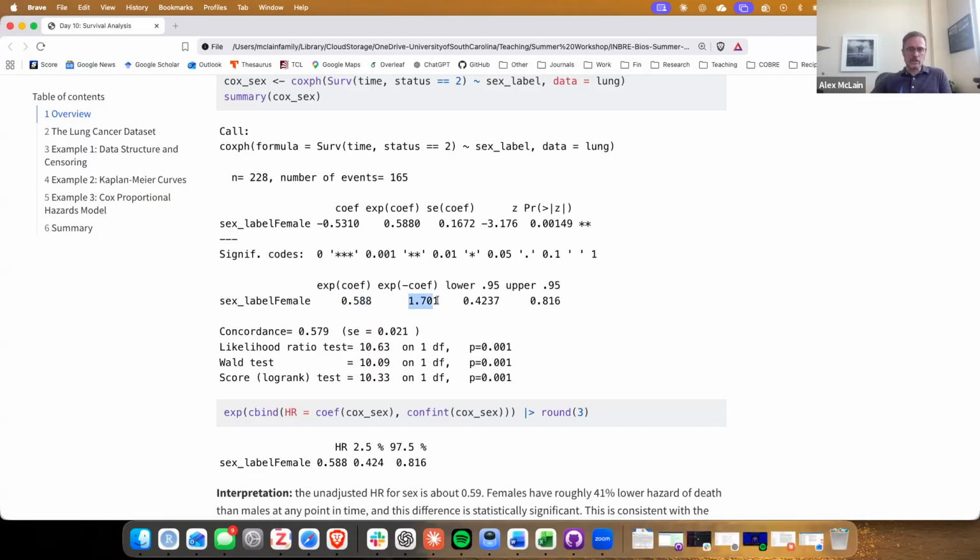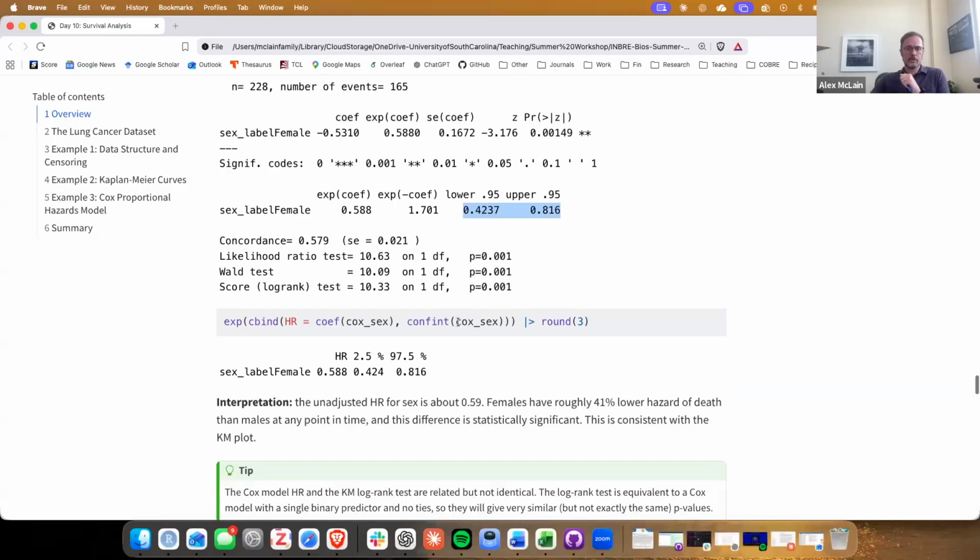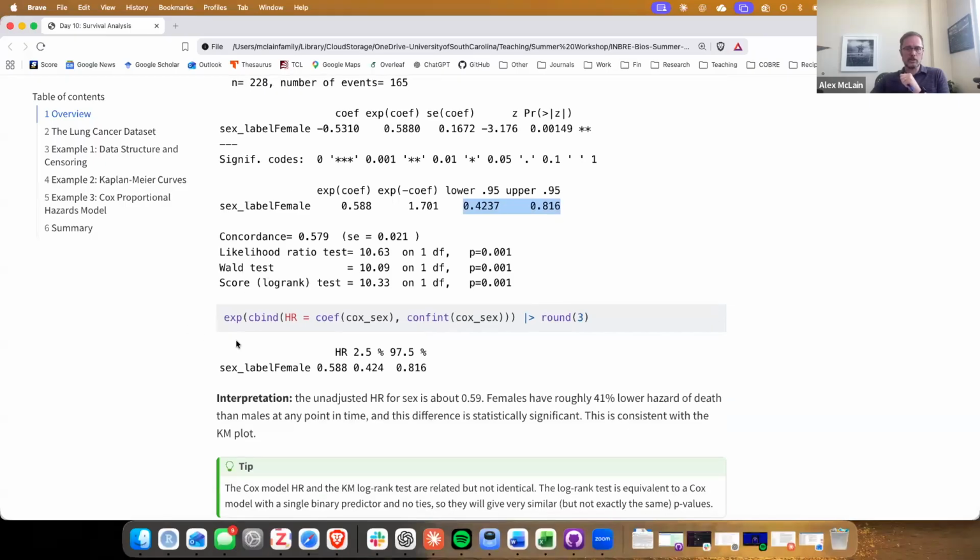They also give us the exponentiated negative coefficient. So if we wanted to know, what if we had flipped this around and we had females as the referent, males as the comparison group, we get the coefficient of that right there as well. They also give us by default a 95% confidence interval, which gives us an interval where we're 95% confident that the true value is going to be somewhere between 0.4237 and 0.816.